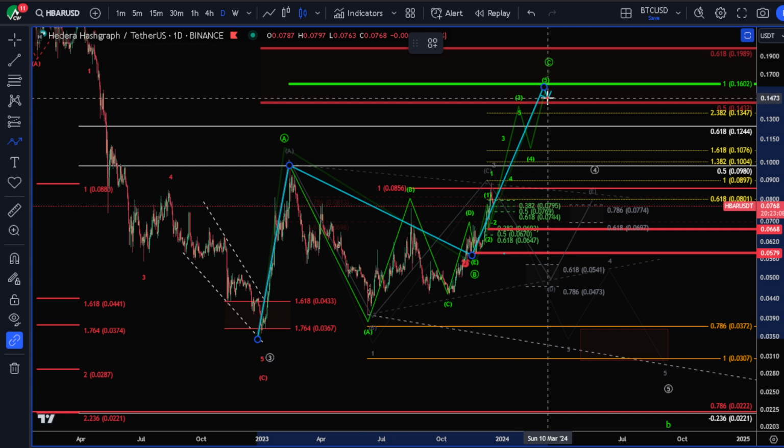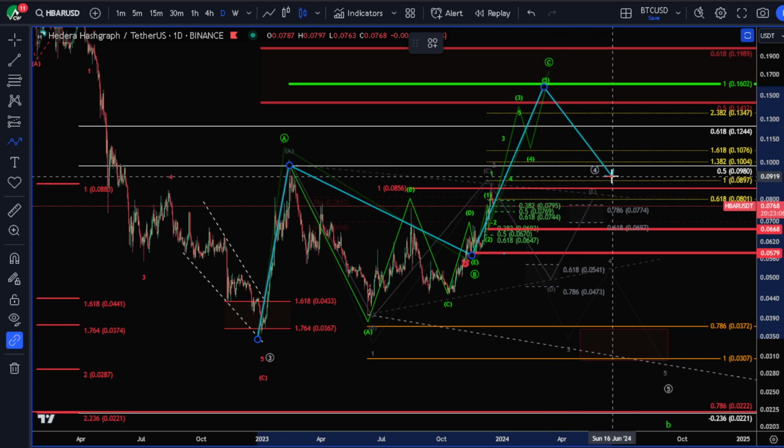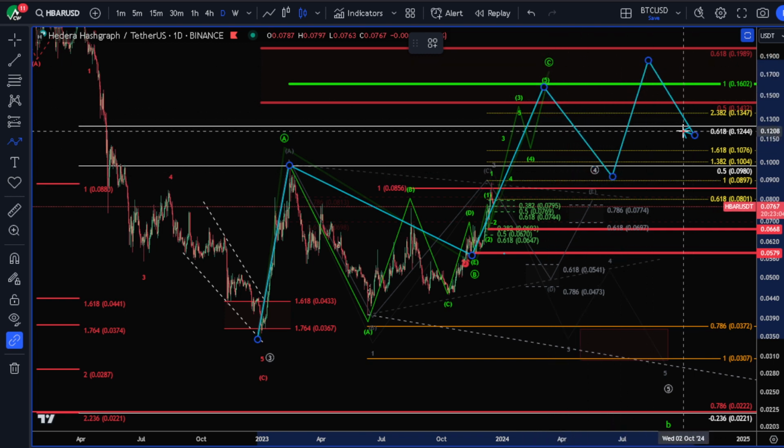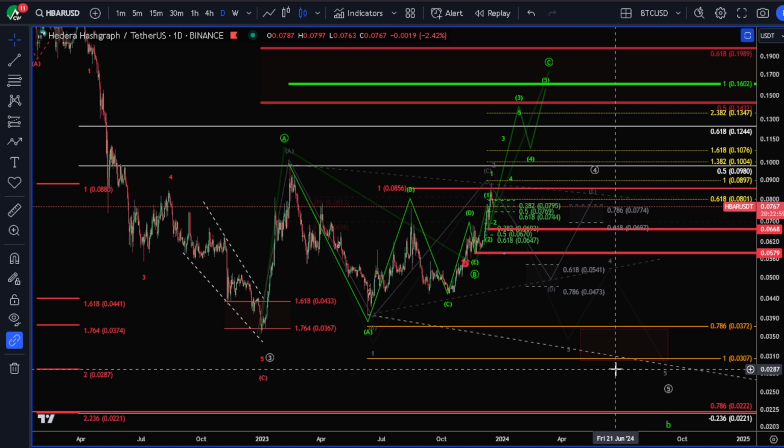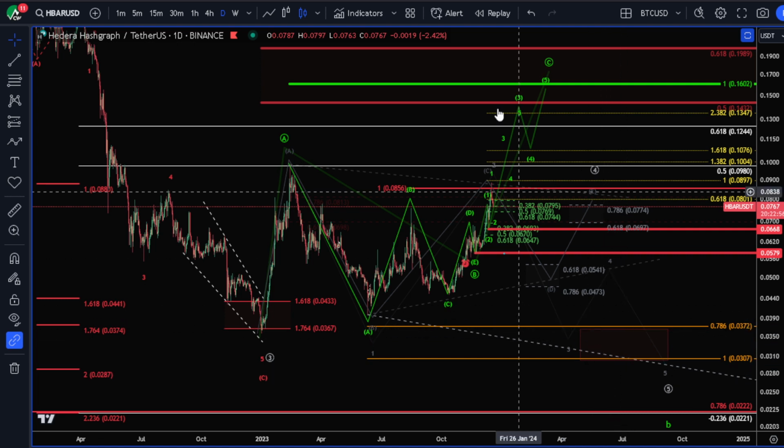After that, we expect this to either turn into a leading diagonal or something of a larger correction as an A wave in itself. But as of right now, just tracking this in the medium term.